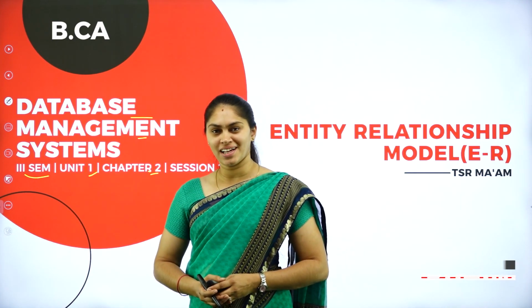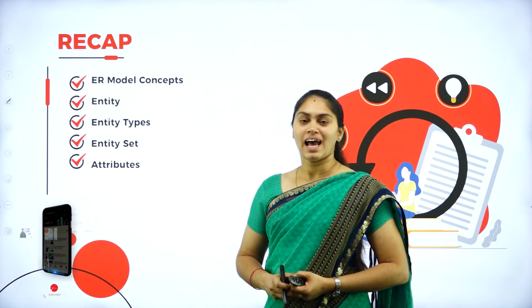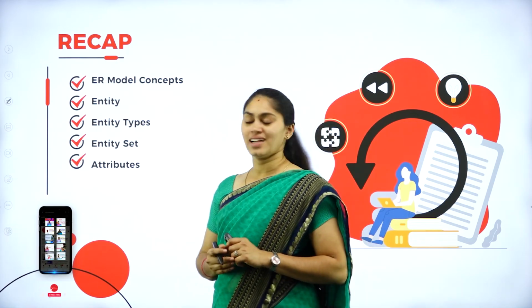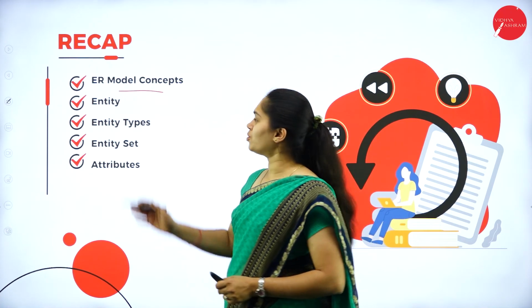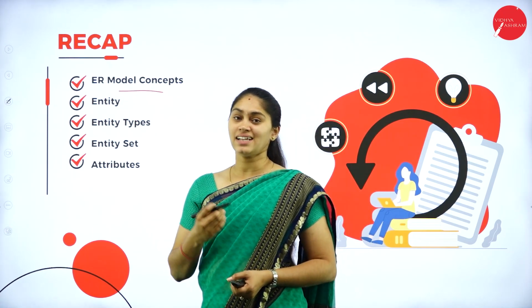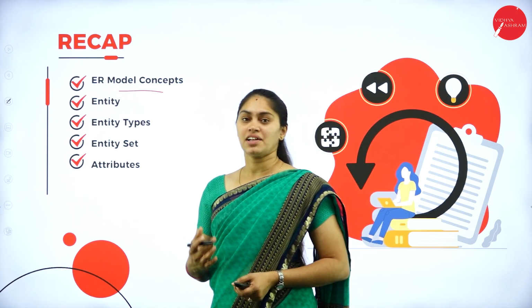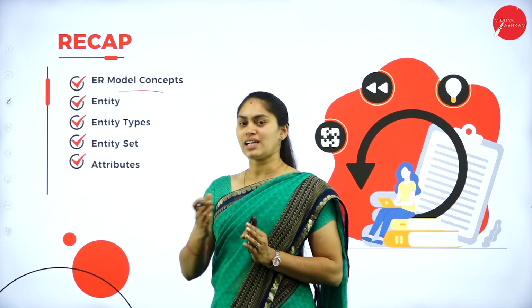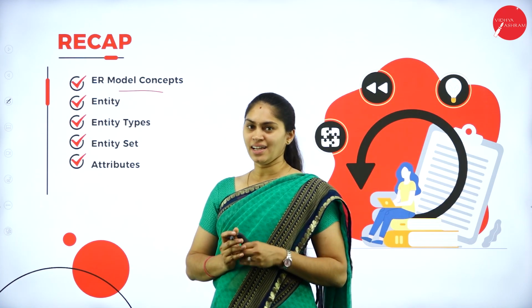Just before getting into today's session, we'll have a quick recap of our previous session. As you all know, we started with chapter 2. In that we had a discussion regarding the ER model concepts. You got to know what an ER model is, that is the entity relationship model. We got to know what an entity is, what an attribute is, and we also had a discussion regarding relation, which comprises rows as well as columns. That is what we already learned.